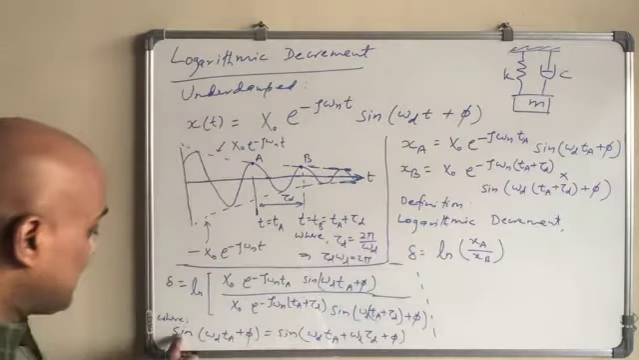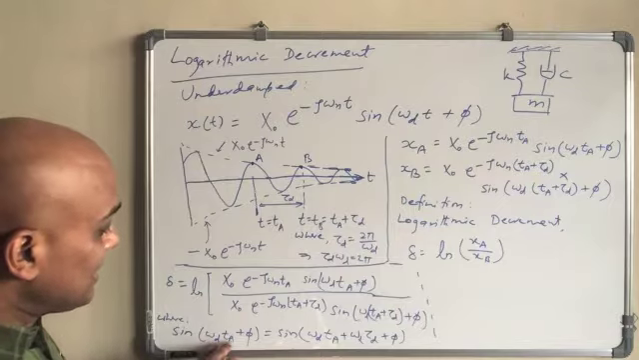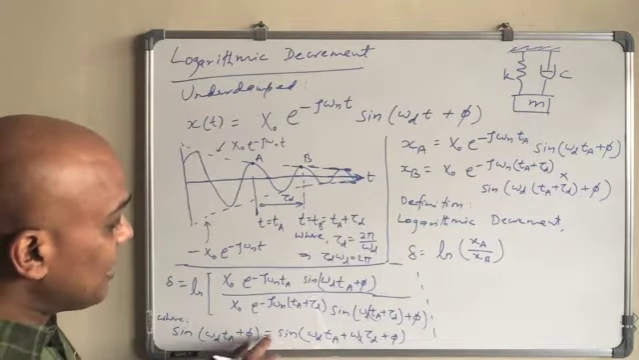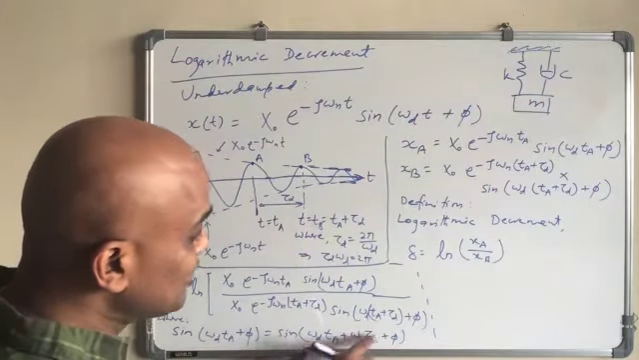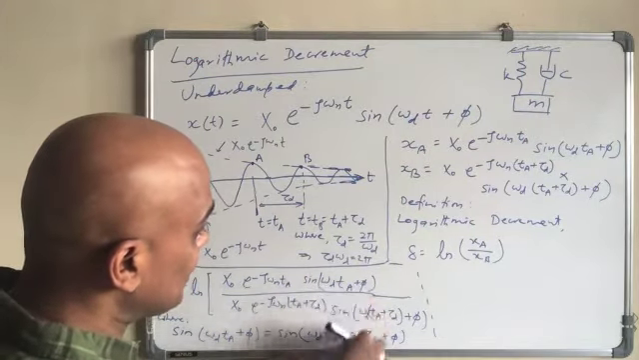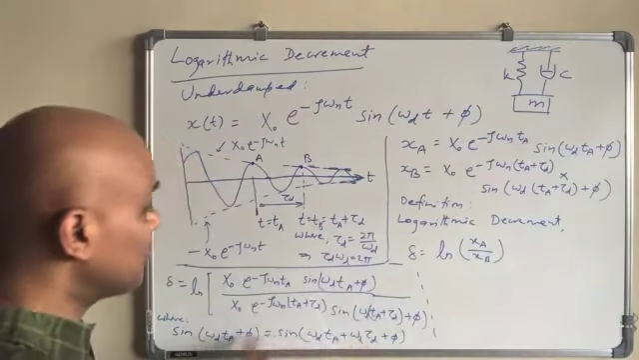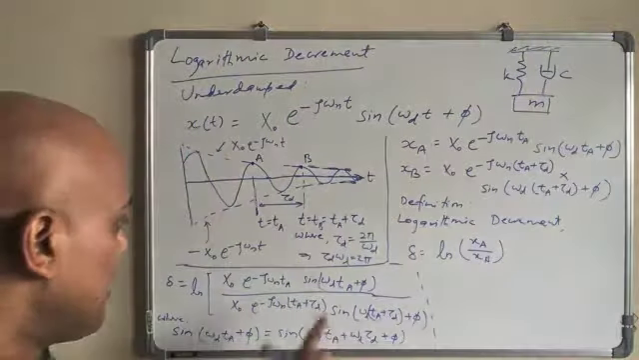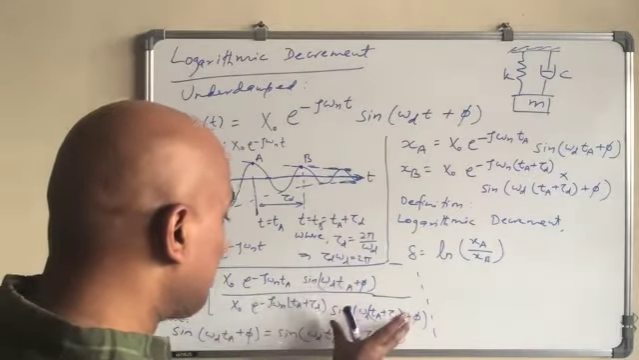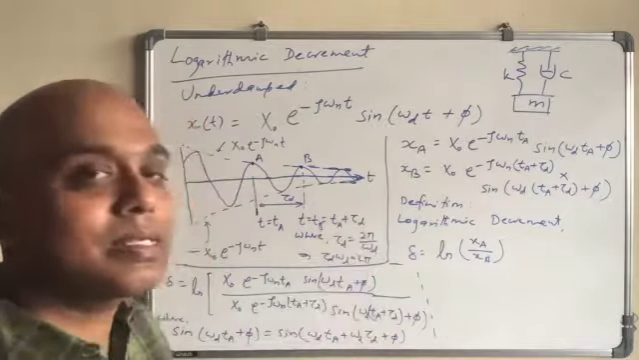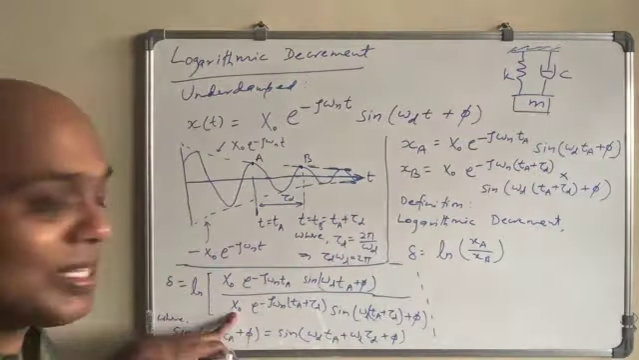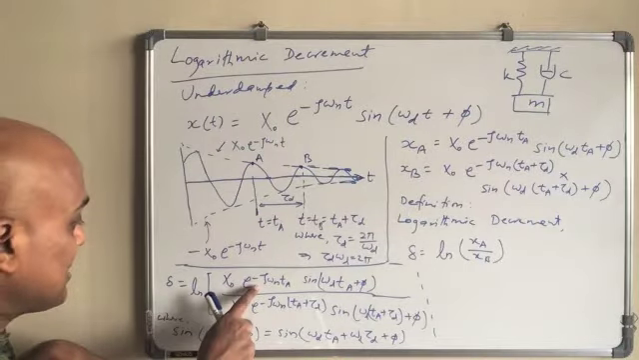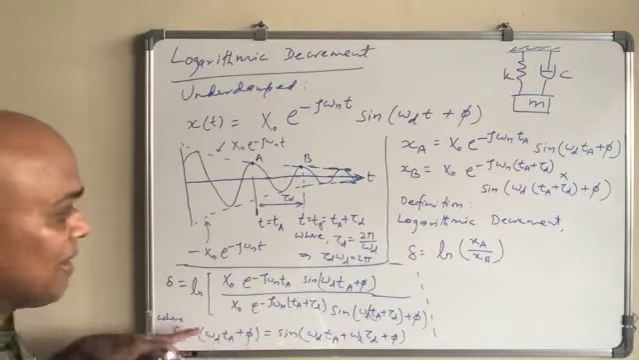So see here, sine(omega_d times t_a plus phi) equals sine(omega_d times t_a plus 2 pi plus phi). Both are the same, so this sine term and that sine term cancel out. X naught cancels out. What you have is just this divided by this one.